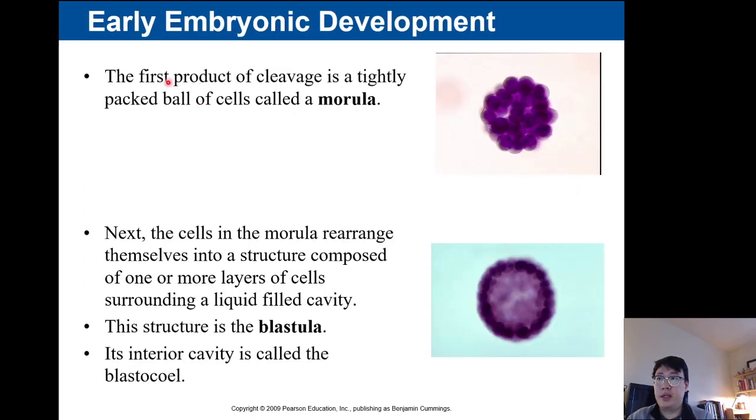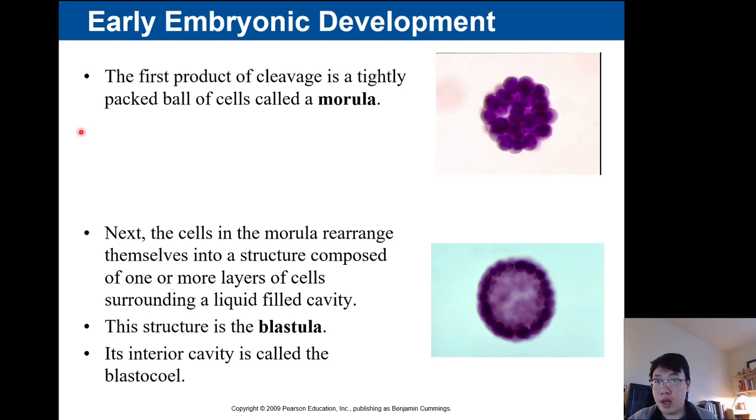Okay. So in early embryonic development, the first product of cleavage is a tightly packed ball called the morula. Again, that's when the single zygote divides into 4 cells and into 8. This is what we call the morula. And then the morula rearranges itself into a structure composed of one or more layers of cells, like an onion, so to speak, and the inside is mainly water. This is what we call the blastula. So the blastula has liquid within it and multiple layers of cells surrounding it, just like an onion. A morula is just cells; there is no liquid between them. And the interior cavity is called the blastocoel.